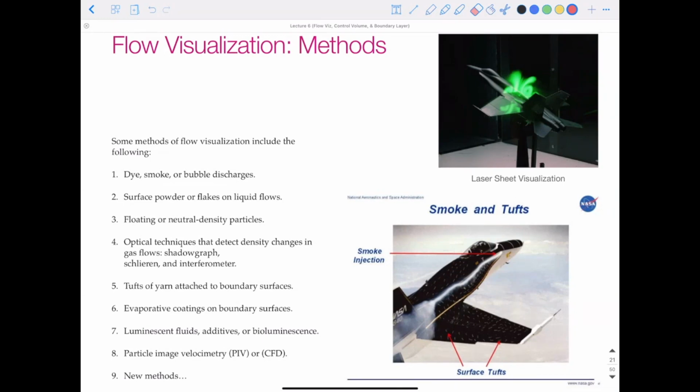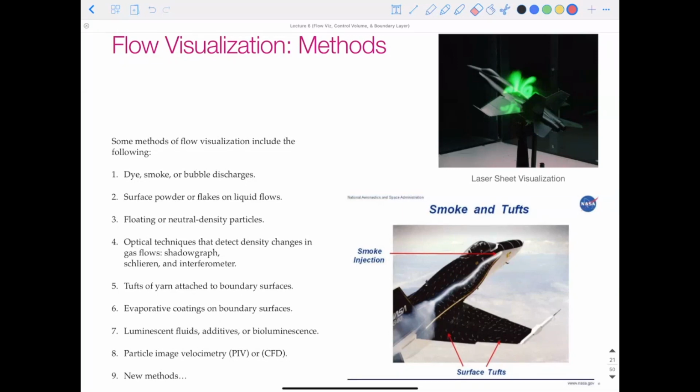You can have floating or neutral density particles that are moving along with the fluid, and you can track their motion to get a path line. There are optical techniques that detect density changes, so that would be like that Schlieren photograph we saw earlier. Another common one is to use tufts of yarn attached to boundary surfaces. This is quite common in cycling and the automotive industry.